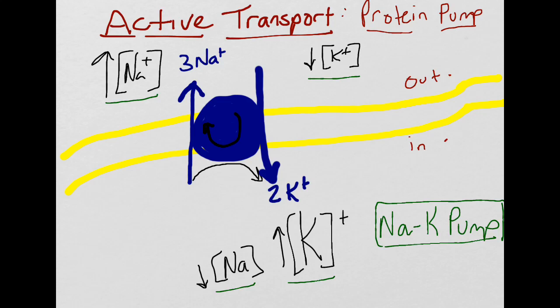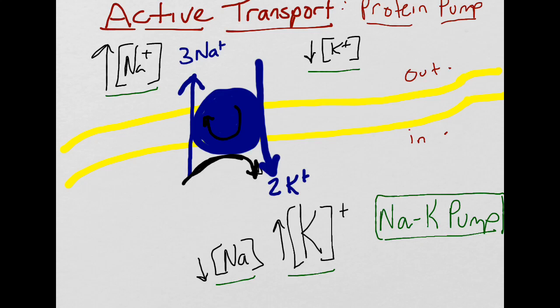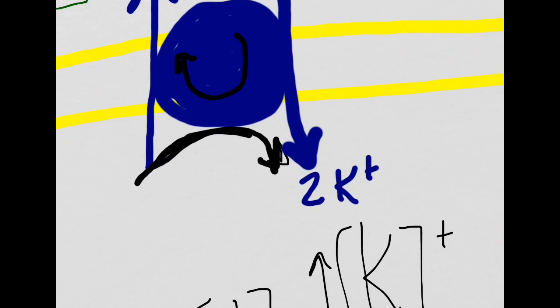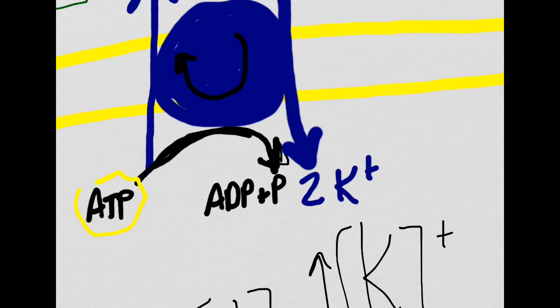When it does that, it does require energy, and that is a key characteristic of active transport. So it's going to take ATP, break it down into ADP and phosphate, and that's going to give the energy that is needed to the pump to do the pumping job.